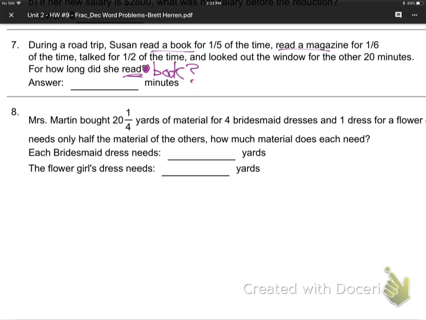Had to get over here for class. Barely finished the practice exam. So anyway, she read a book for a fifth of the time, a magazine for a sixth, talked for half the time, looked out the window the other time. How long did she read the book? How in the world can we figure that out? They're not telling us the total time anywhere.